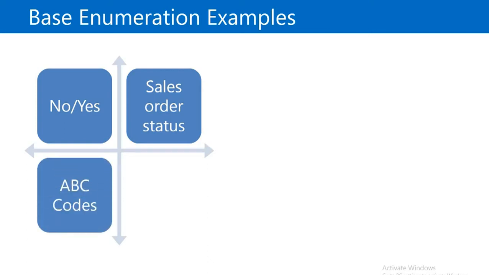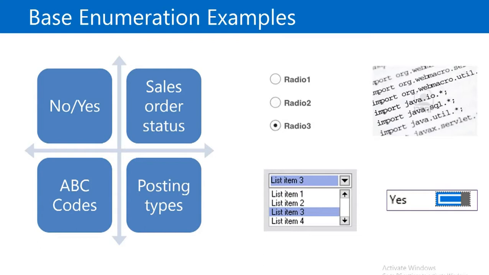Next is an example of the ABC codes enumeration. ABC codes are used in several areas of the system to rate customers, vendors, or an item, for example. The user is presented with a list of options and they can select one option from the list. Another example is a posting type. For this example, the user is displayed a variety of radio buttons. When each radio button is selected, the user interface updates with the new values or information related to the selected radio button.